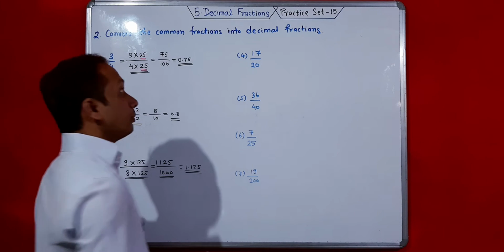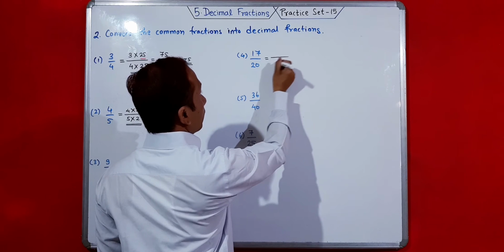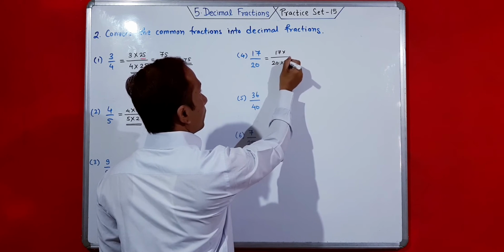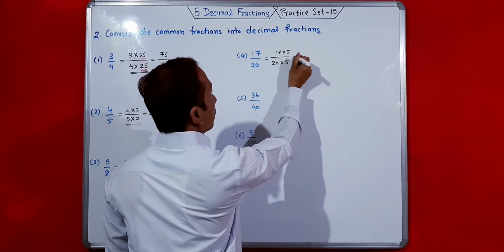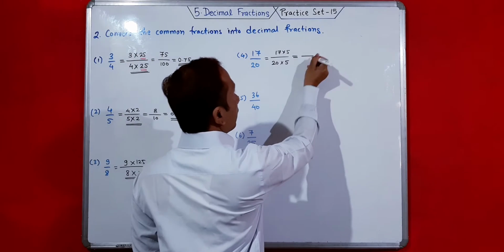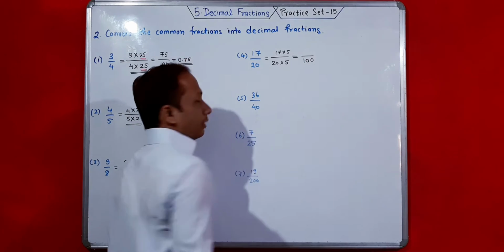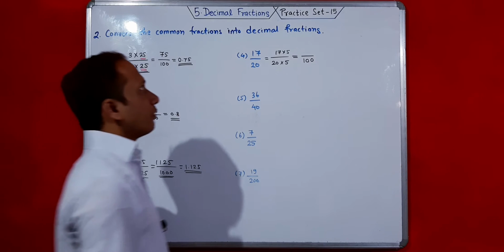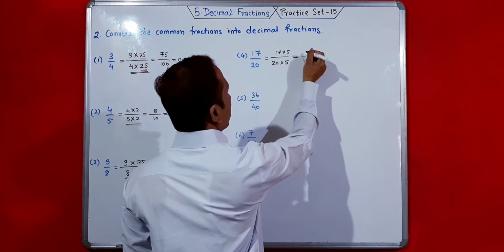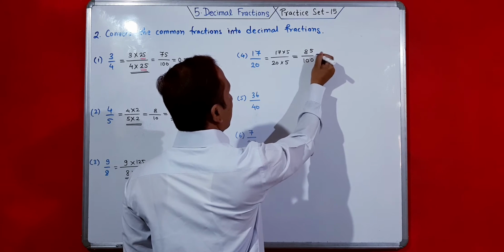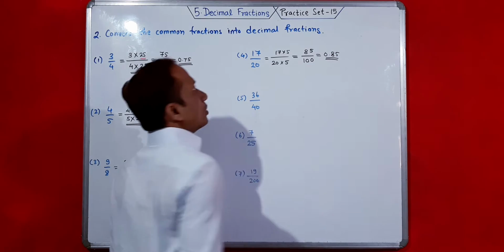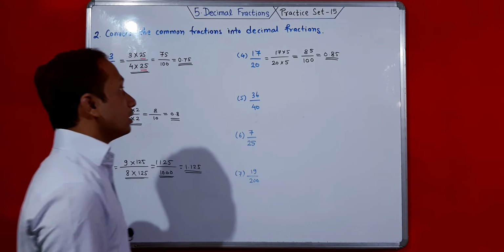Then 17 by 20. Twenty into something and 17 into something, so I will simply multiply by 5. If I multiply by 5, I will get 100. And multiplying 17 by 5, 7 fives are 35, 5 and carry 3, 1 five is 5, plus 3, and this is 85. You can do this yourself, but I am still doing this. So this is your decimal fraction. ये आपका decimal fraction है.